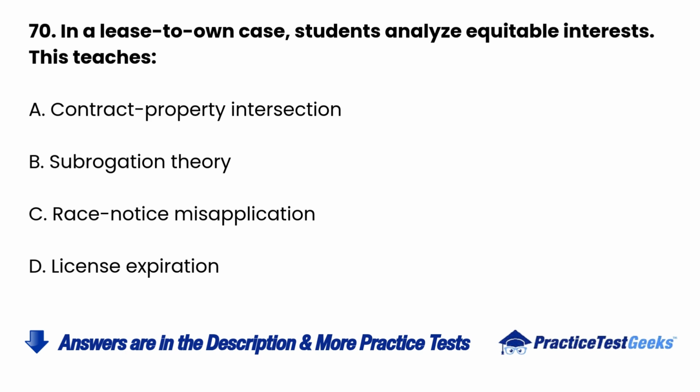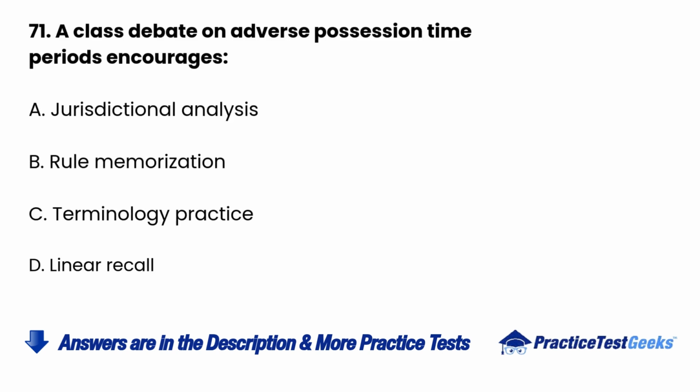70. In a lease-to-own case, students analyze equitable interests. This teaches A. Contract property intersection. B. Subrogation theory. C. Race notice misapplication. D. License expiration.